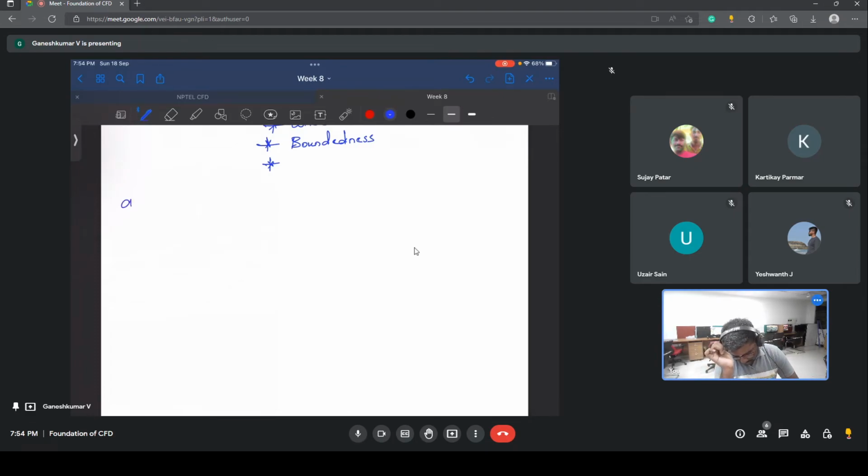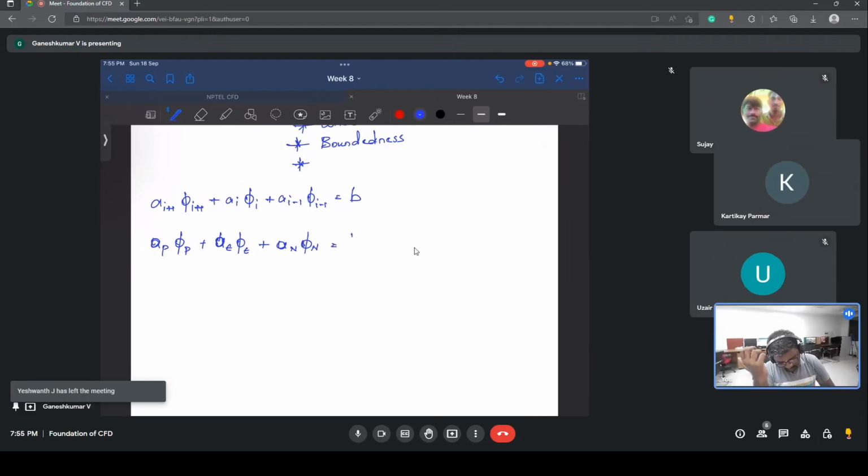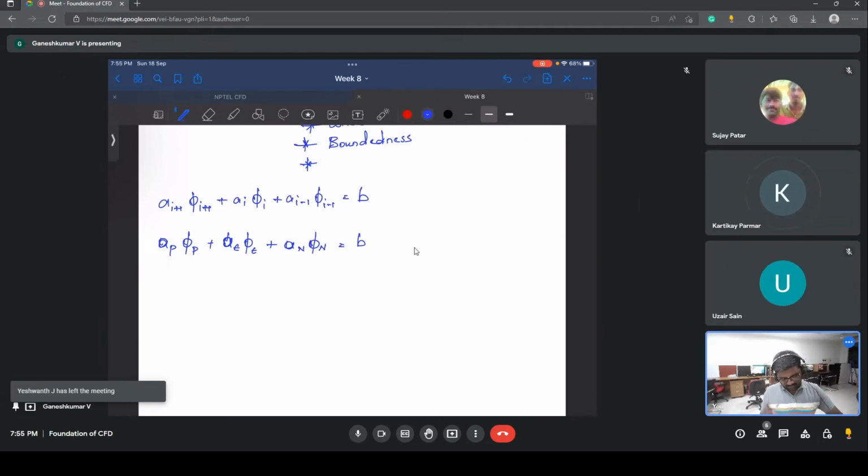So here you will write it like a_{i+1} phi_{i+1} plus a_i phi_i plus a_{i-1} phi_{i-1} is equal to b, something like that. There it will be in terms of the present cell and the east cell, west cell. And these coefficients won't be the same. So let's say a_n phi_n is equal to b. Let's say these are the same equation, and this is from finite difference and this is from finite volume.